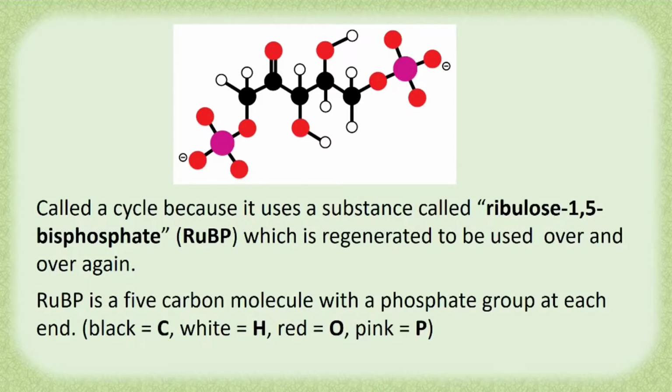The carbons are the black circles, so it's a 5-carbon chain. At each end there's a phosphate group, so that's a pink phosphorus atom surrounded by some oxygens, and then along the chain there are various hydrogens and oxygen-containing groups. So this substance really is fundamental to the Calvin cycle, and we'll see how it first picks up carbon dioxide. A few processes happen to turn it into the G3P, and then it gets regenerated, ready to go around the Calvin cycle again and again.